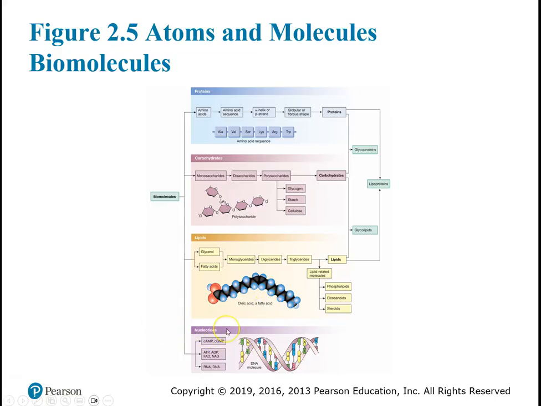And then nucleotides, this is our DNA and RNA, also making up our energy sources like ATP. And then there are some other structures that use these nucleic acids.